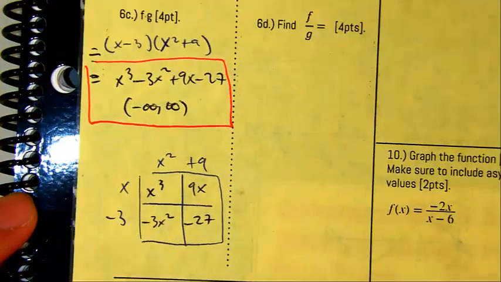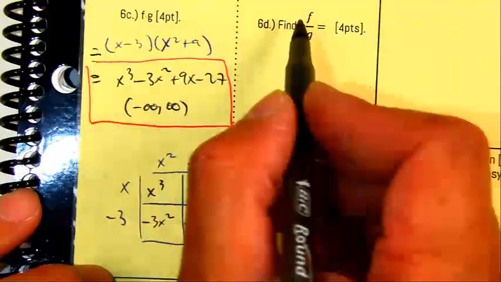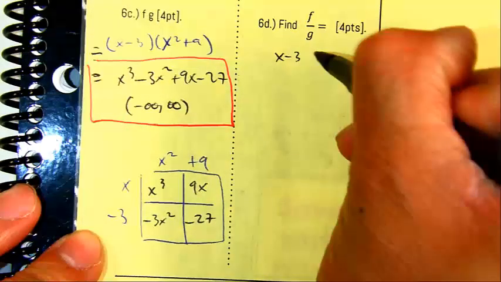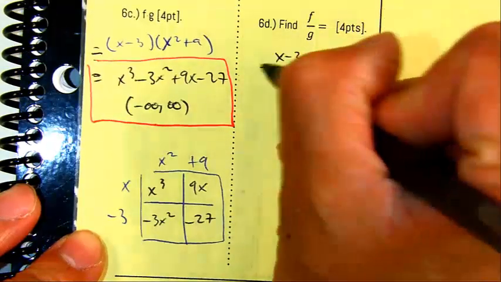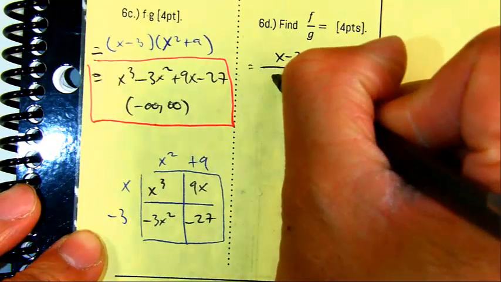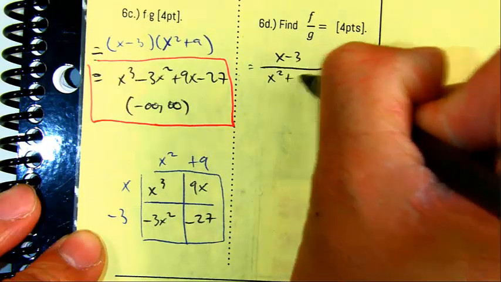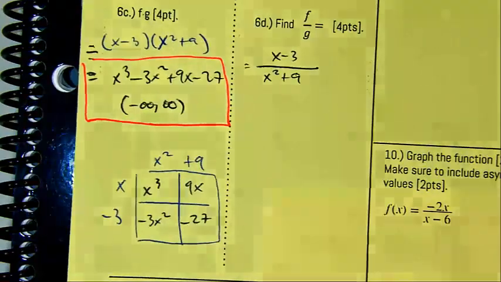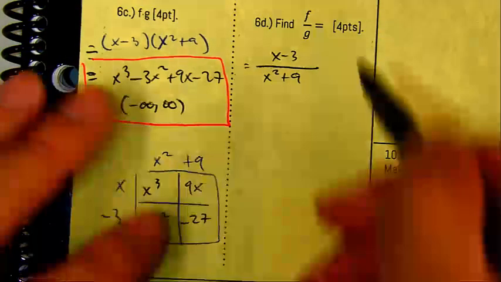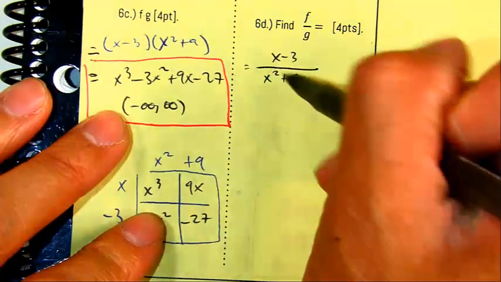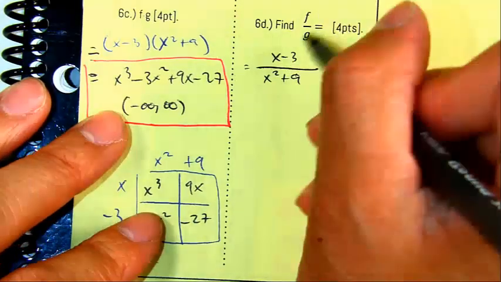6D is probably the more difficult one because you have division, and this is the rational function. So x minus 3, that's f, over x squared plus 9. Now you can't simplify that because you can't cancel the x's because you have add-ins. They're not factors. They're not in parentheses and you can't break them up.